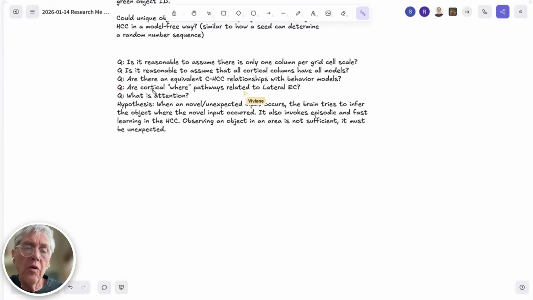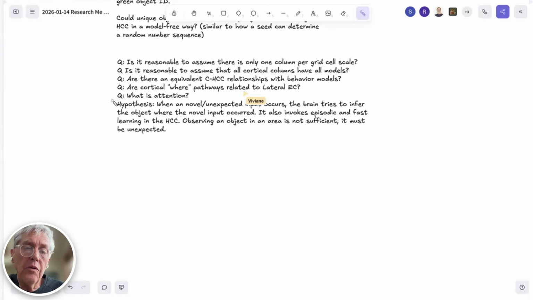Are the cortical where pathways related to the lateral entorhinal cortex? Remember, there are two sides of the entorhinal cortex, and one was about objects, what they are. That's what we've been talking about. The other side was the episodic and where path. So in the cortex we have these where pathways, and in the hippocampal complex we have the lateral entorhinal cortex. Are they equivalent? What does it mean? I don't know.